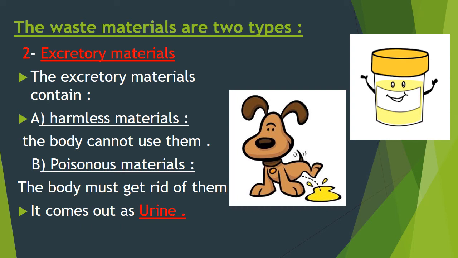Urine. What's meant by urine? You can understand it by the picture on the right side. This is urine, okay? So excretory materials contain harmless and poisonous materials. The harmless, the body cannot use them. The poisonous, the body must get rid of them. And the excretory materials come out of the body as urine. Urine, okay?